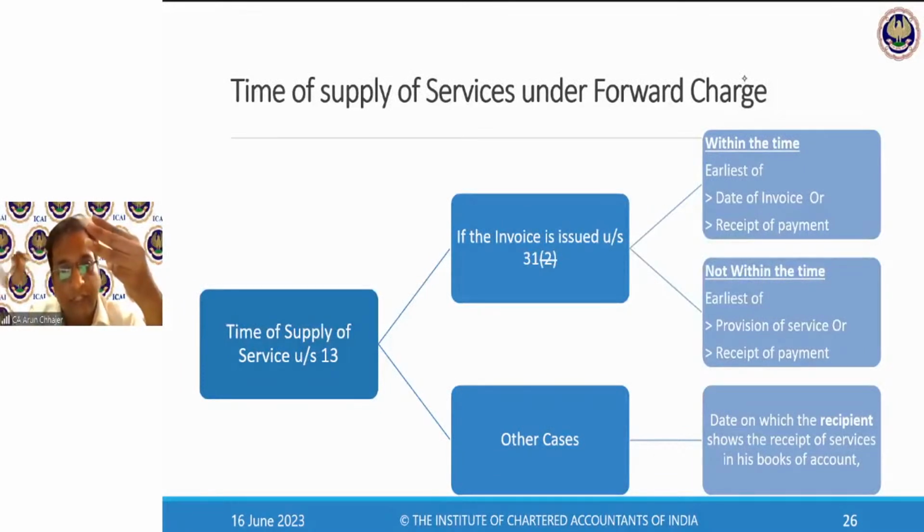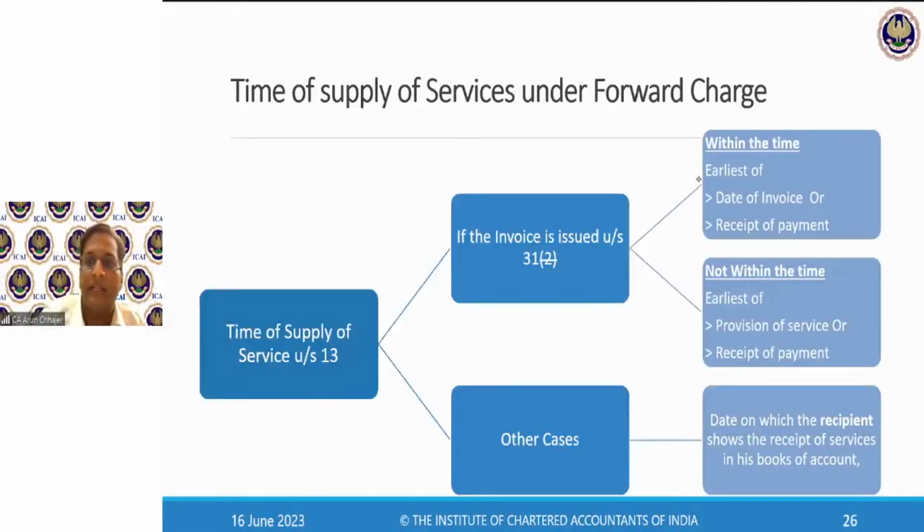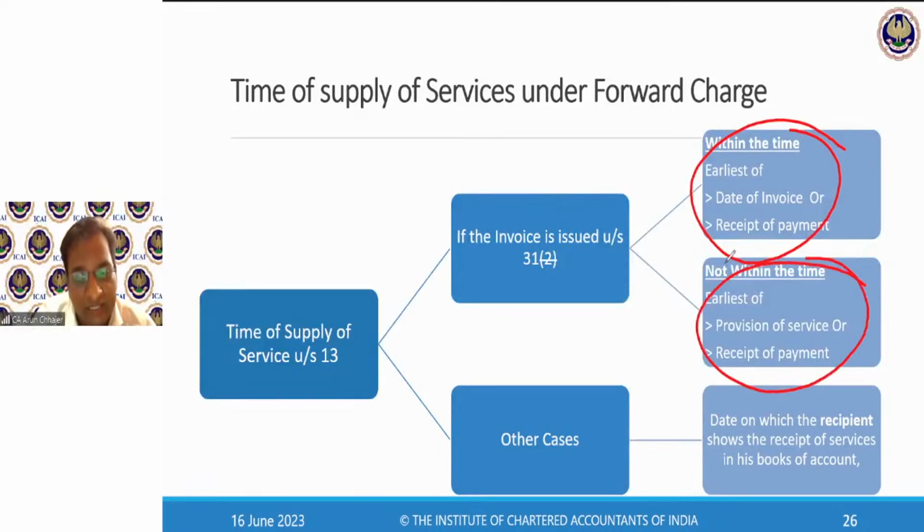Let me repeat. Time of supply of the service under forward charge. First is whether you have issued the invoice or not. Suppose you have issued the invoice, then you have to check whether it is within time or not. If it is within time, then the time of supply would be invoice or payment, whichever is earlier. If it is not within time, then the date on which the service has been completed, provision of services, or payment, whichever is earlier. And in any other case, when the invoice is not there, the date on which the recipient records the receipt of the services in his books of accounts.